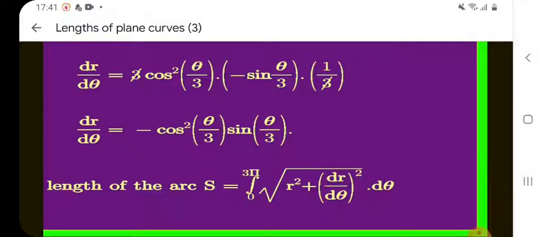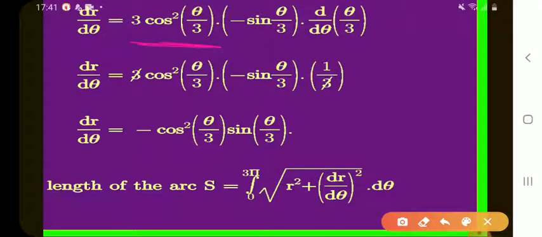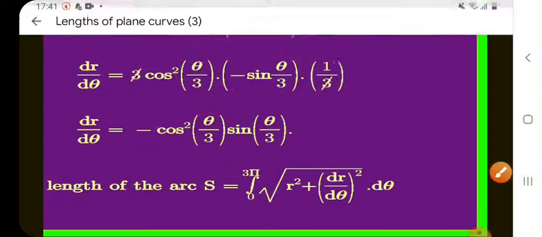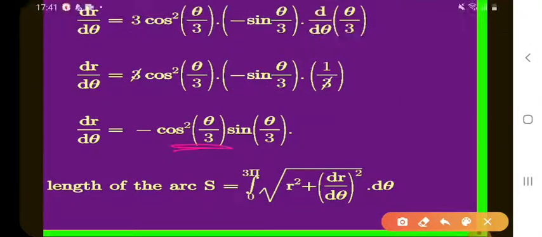See here. 3 cos square theta by 3, minus sin theta by 3, and differentiation of theta by 3 is 1 by 3. Now I cancel 3 and 3. We get, first I write, minus cos square theta by 3 sin theta by 3. This is the value of the first derivative of the given equation.